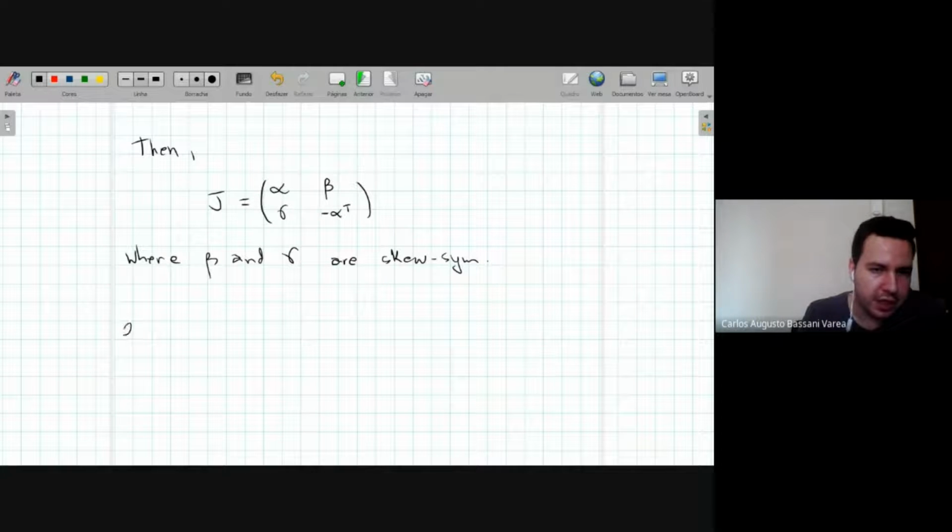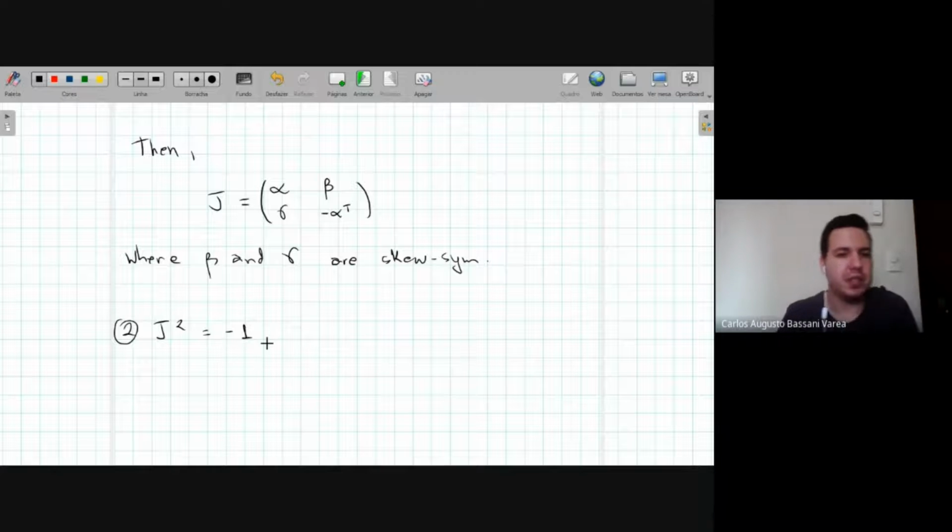Okay, the second condition that we are going to ask here is J to be a complex structure. It means that J satisfies the condition that J squared is minus 1.